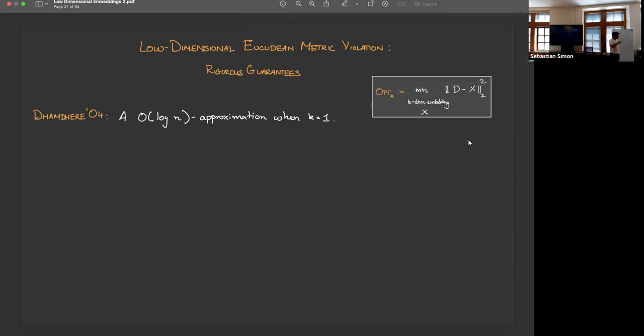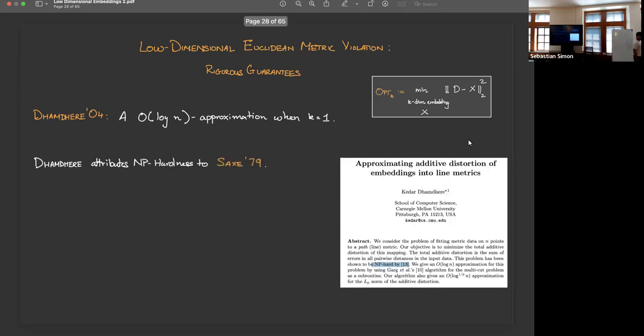Okay, so let me now tell you what is known about this particular problem, and I'll focus only on Euclidean. In this really interesting paper from Dhamdhere in 2004, he shows that when the target dimension is one, when you're embedding onto the line, you can get a log n approximation. Dhamdhere also attributes NP-hardness of this problem to this old paper of Saxe from 1979, which says this problem is NP-hard.